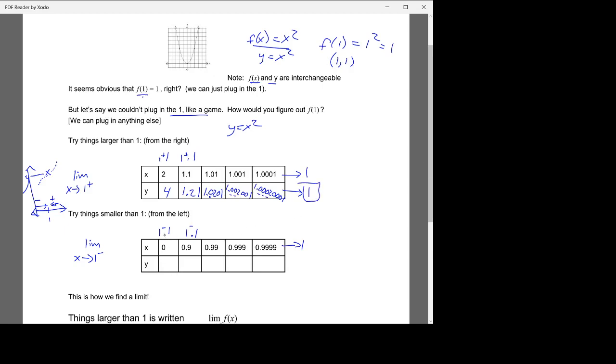And then similarly here, 1 minus 1 is 0. 1 minus 0.1 is 0.9. So 0 squared is 0. 0.9 squared is 0.81. 0.99 squared, we're plugging them into the function, is 0.9801. And then 0.999 squared, it's 0.999 times 0.999. It's 0.998001. You might see a pattern in there.